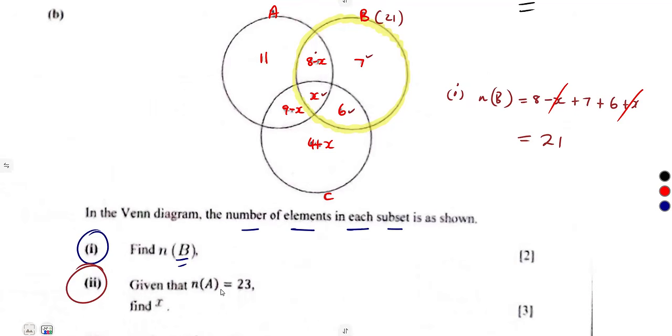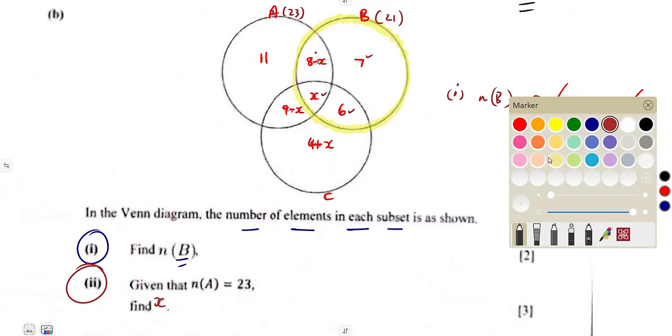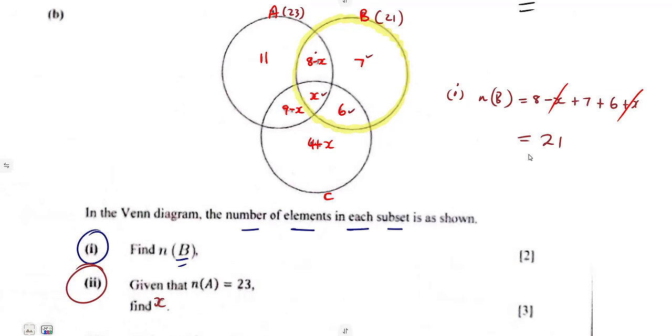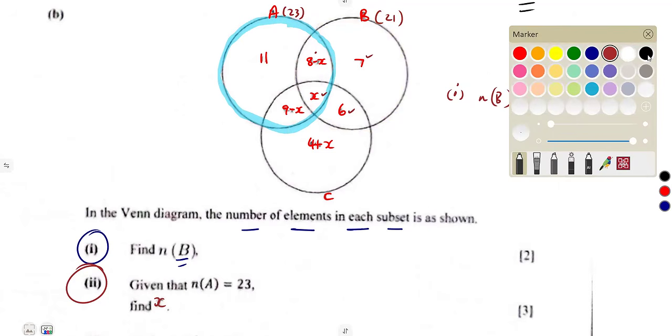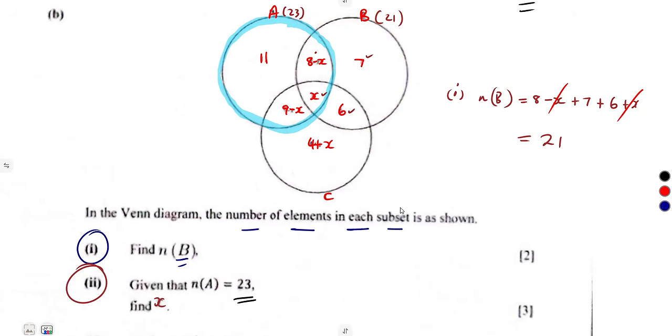Given that the number of elements in set A is 23, find X. So everything in set A, all right, we are considering set A. In this case, we are going to close set A. This is our set A, this one. You close that set, add everything, then you equate to the given number 23. So that was the idea of answering this question. Add everything in set A.